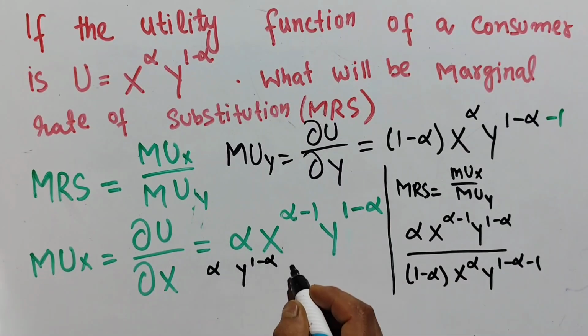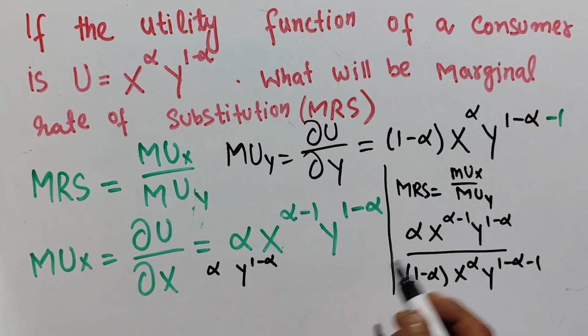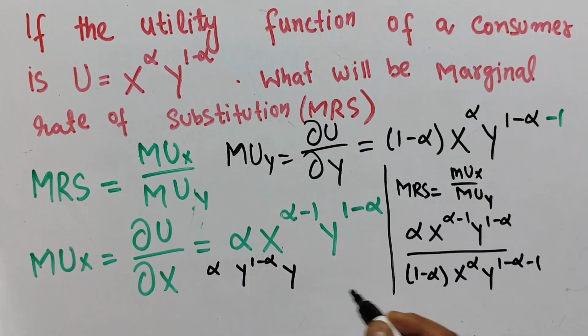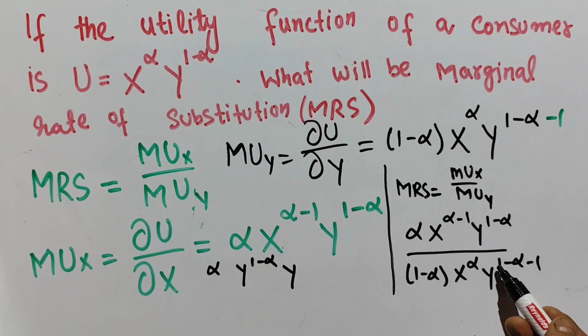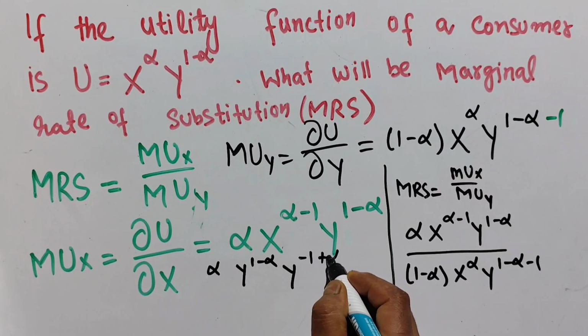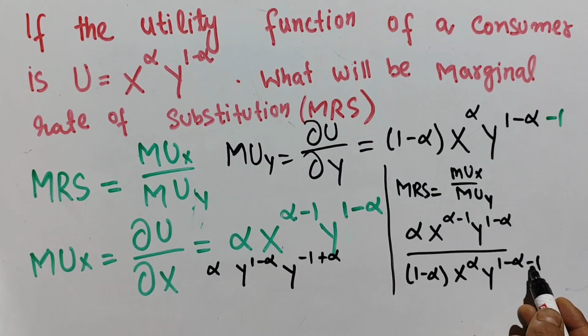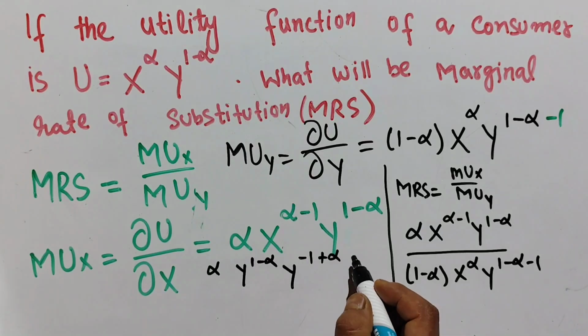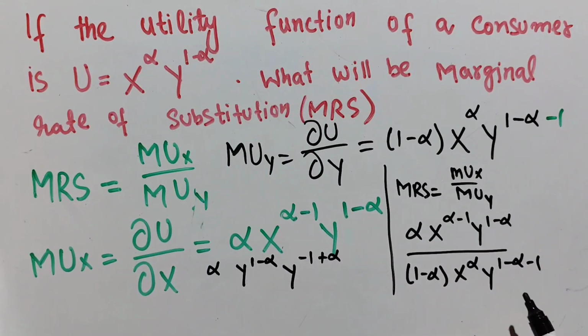Transpose this y to the numerator, it will get multiplied, but its exponent sign will change. So if it is plus 1, it becomes minus 1. If it is minus alpha, it becomes plus alpha. If it is minus 1, it becomes plus 1.